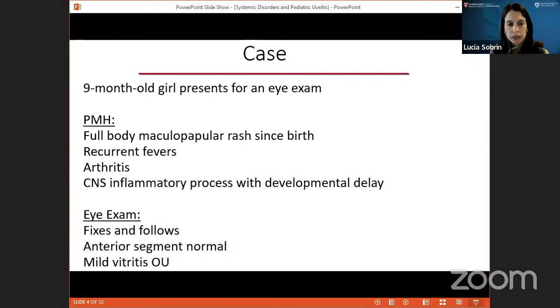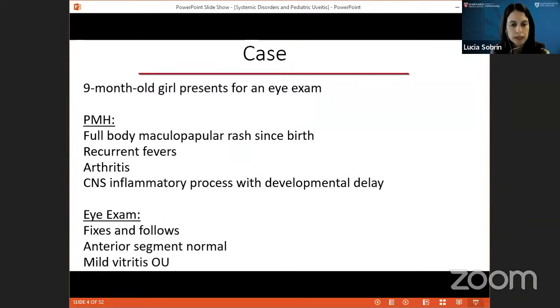This will be a case-based presentation where I will show a case to illustrate the features and then talk briefly about each disorder. So the first case is a 9-month-old girl, and she presents for an eye exam. Her past medical history has some very unique features. She has a full body rash from birth, recurrent fevers, arthritis, and she also has some kind of CNS inflammatory process with developmental delay. She fixes and follows.